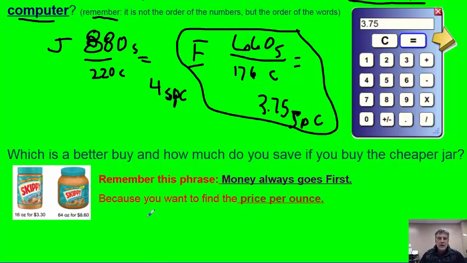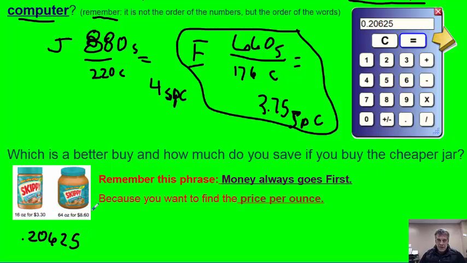I'm not going to write it out because it takes so much time here. So let's divide it. What do you do first? Money, 3.30. So I'm going to clear this off and punch in 3.30, and that's for how much? 16 ounces. So I'm going to divide that up into 16 ounces, and I get, all right, let's write that down. So this jar, I get 0.20625. That's a lot of numbers.